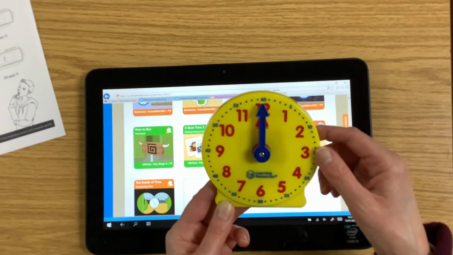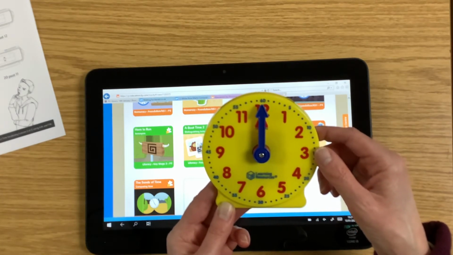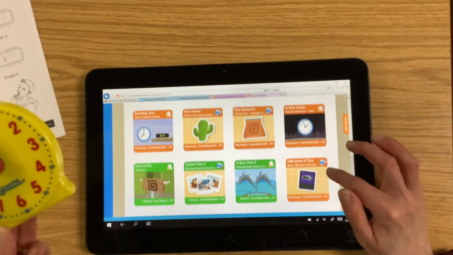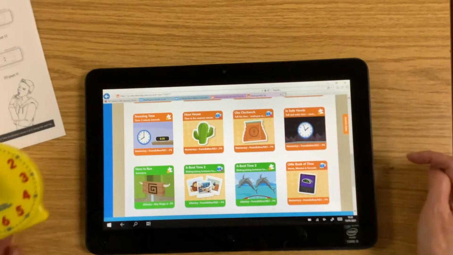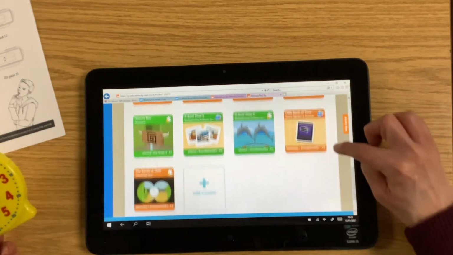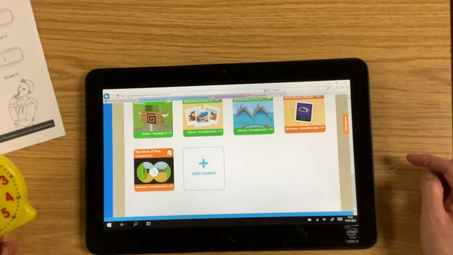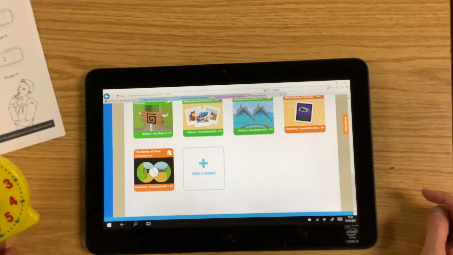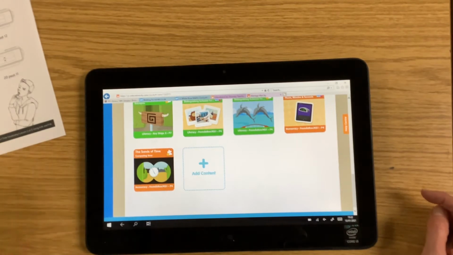Now, to help you out with some revision of telling the time using AM and PM, if you go on to Education City and have a look at an activity called Like Clockwork, that one will help you out a little bit as well. And another activity in Education City called The Sands of Time. Those activities will help you revise what we learnt in P5, all about using AM and PM.